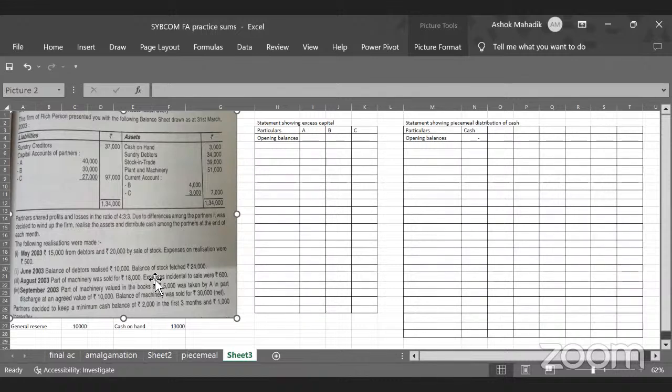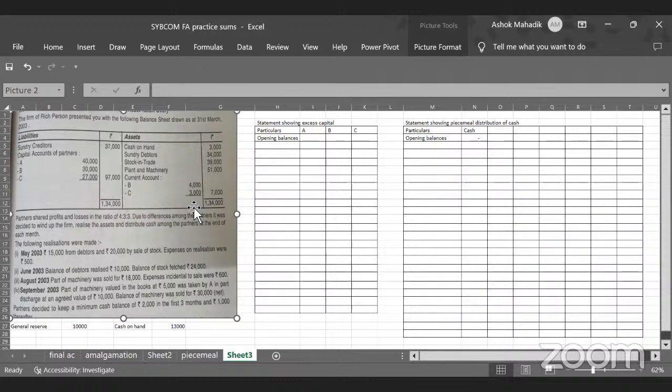Clear, students? Then in June, balance debtors realized 10,000, and balance stock fetched 24,000. So 34,000. Realization expenses not mentioned, so we'll take the full 34,000. In the month of August, part of the machinery was sold for 18,000 and expenses were 600, so we'll take 17,400. In September, part of the machine valued in the books at 5,000 was taken by A. So here we are not getting cash, but instead the partner is taking away the asset. So I'll show you what to do. At the agreed value of 10,000, balance of machinery was sold for 30,000.